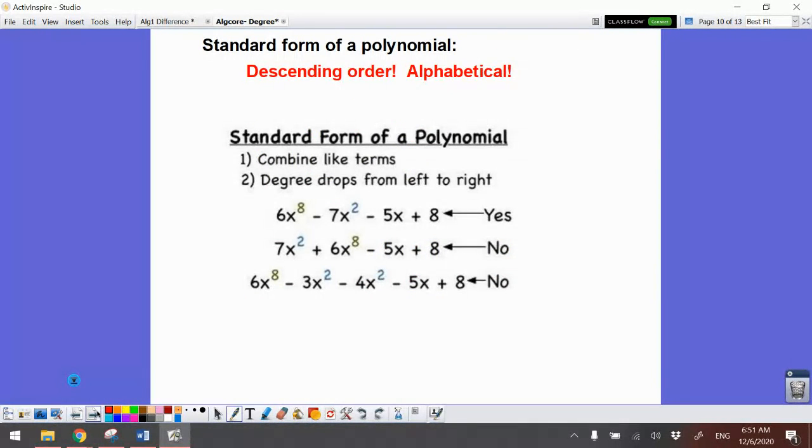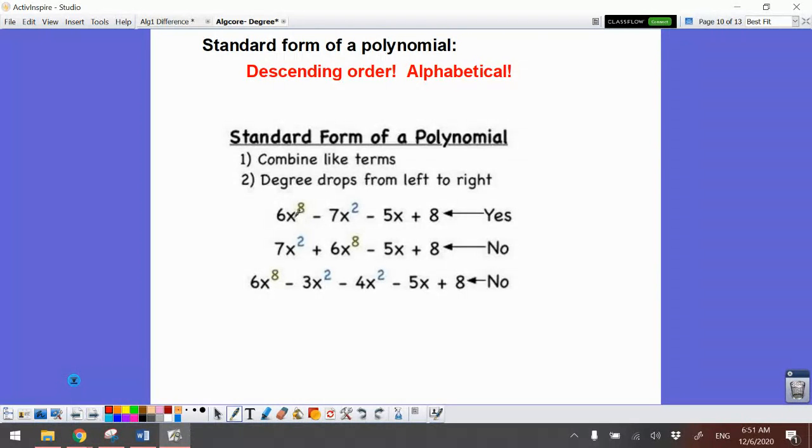Okay, now let's talk about writing things in standard form. Standard form of a polynomial is descending order. And we already know that when we're combining like terms, x's come before y's, the x's come before numbers, so it really isn't any different, okay? The difference is the powers matter.